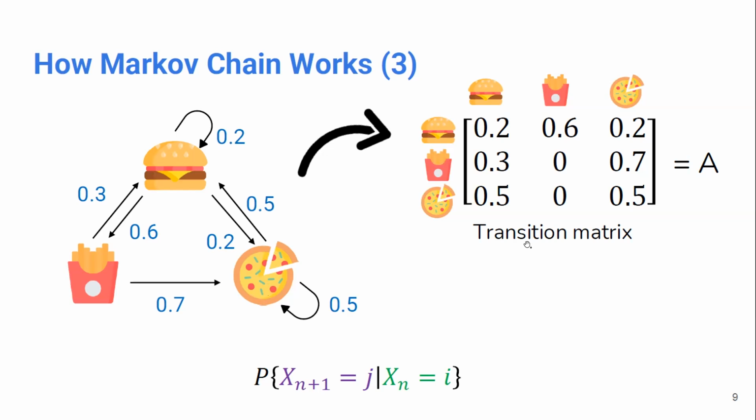Each element is the weight of the edge connecting the two corresponding vertices. For example, the element in the second row and first column denotes the weight of the transition probability from French fries to a hamburger. If an element is zero, then it just means that there is no edge between the two. After this, the goal is to find the probability of each state.